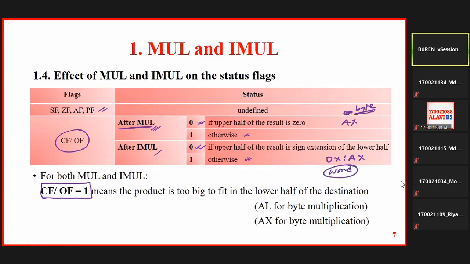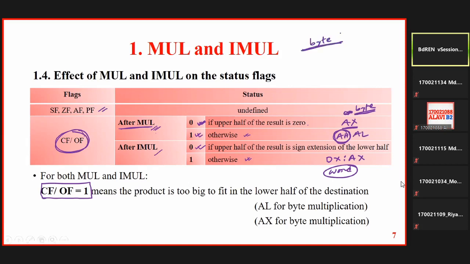So in case of byte, what is the lower half of AX? That means AL and AH. So if the upper half of the result is 0, that means if AH is 0, then these two flags will be 0. And otherwise, if AH has some value other than 0, then they will be 1. What does that mean? Try to get it. I'm just giving you the example again.